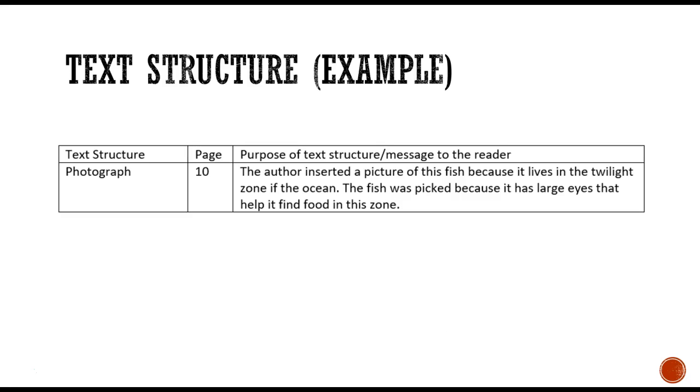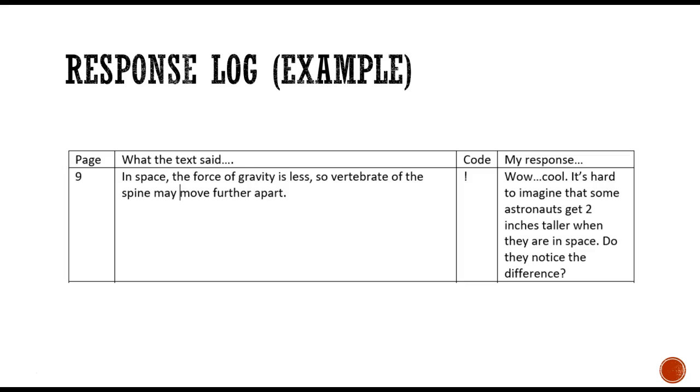The text structure strategy takes a close look at features such as graphs, diagrams, and pictures in a reading. A response log can be used to focus attention on specific phrases and sentences from the text. As students read the phrases and sentences, they may code the phrase or sentence as interesting, confusing, important, or that they want to know more about the topic discussed. Next, they can explain why they chose that specific code.